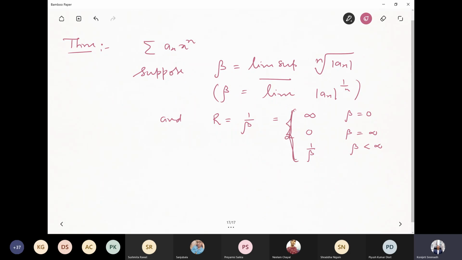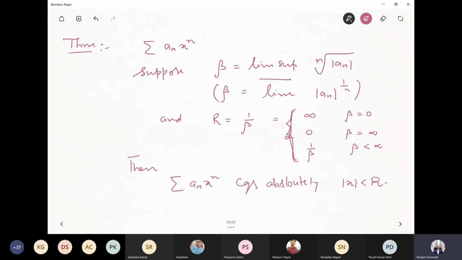With this convention, the series sum of a_n x power n converges, you can say converges absolutely, for mod x less than R.